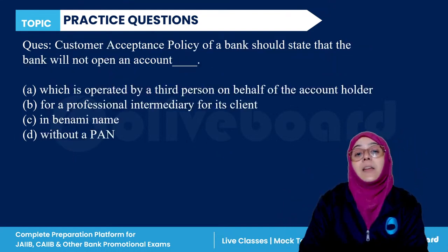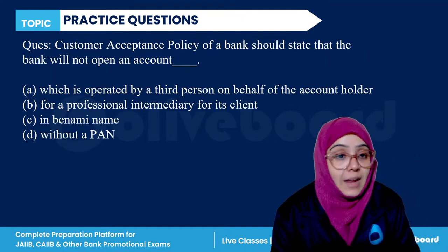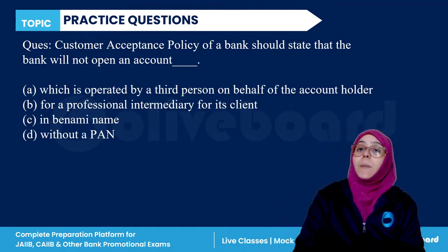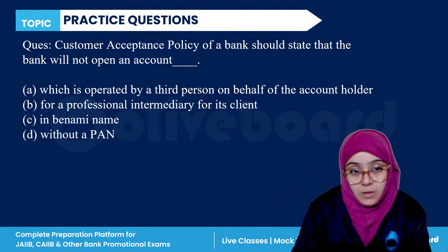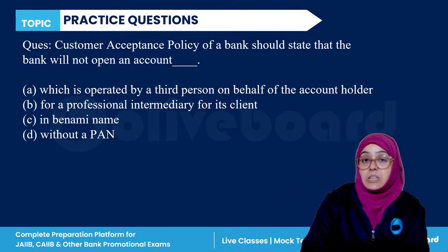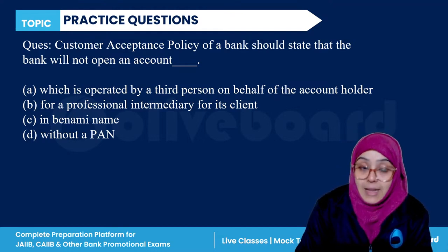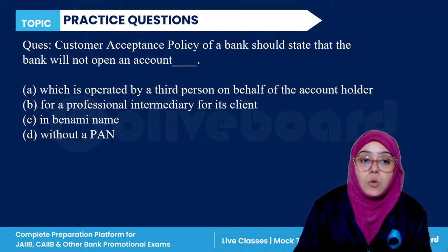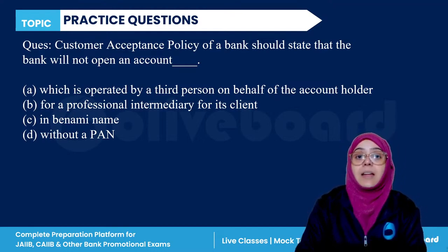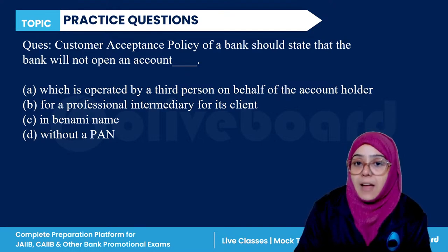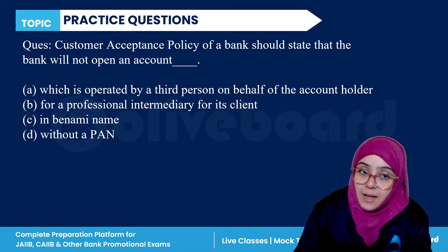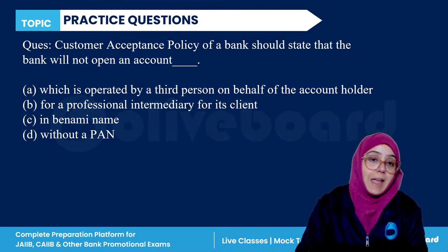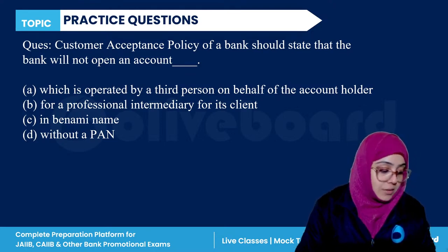Next, the customer acceptance policy of a bank should state that a bank will not open an account which is operated by a third person on behalf of the account holder, by a professional intermediary for its client, in a Benami name, or without a PAN. Customer acceptance policy of a bank should state that the bank will not open an account for what? Everyone, please answer this question.